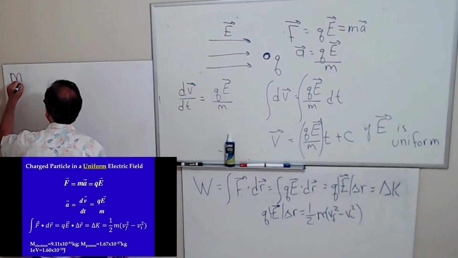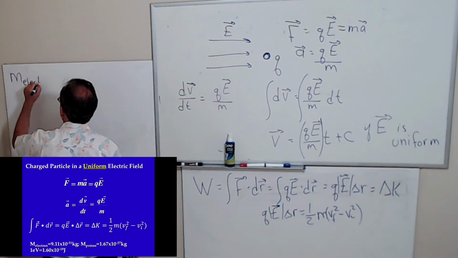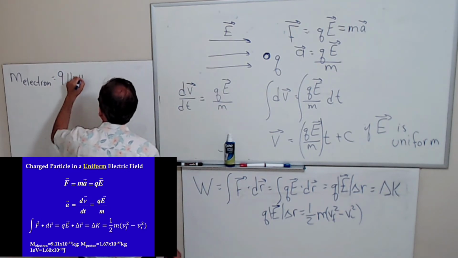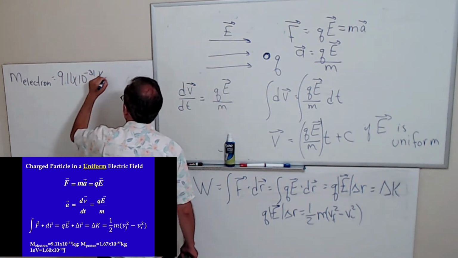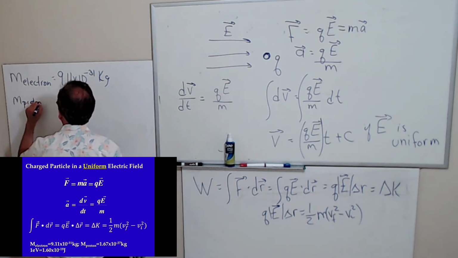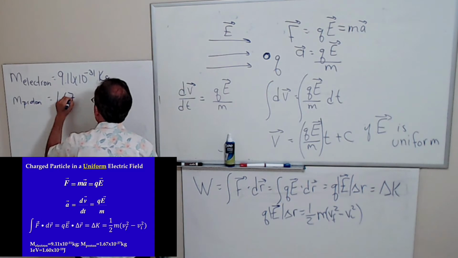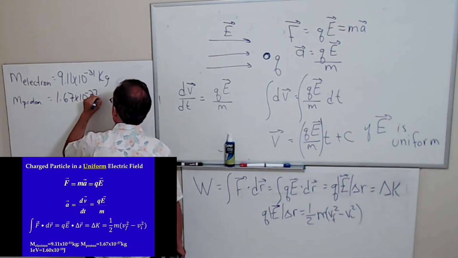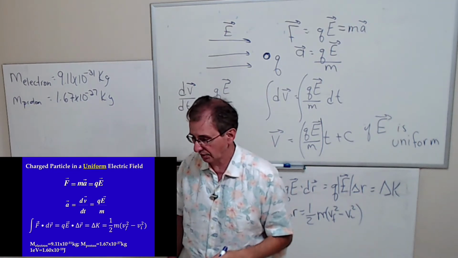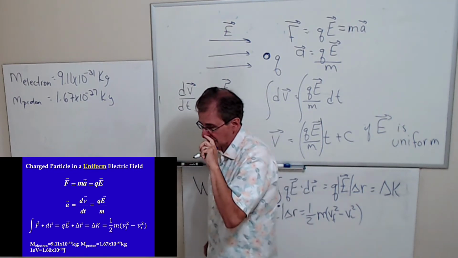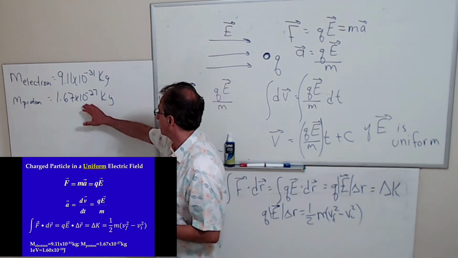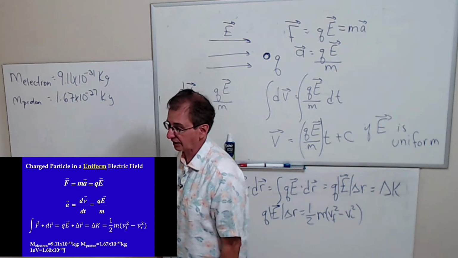Let me write down the mass of the electron and the mass of the proton. The mass of the electron is 9.11 times 10 to the minus 31 kilograms. The mass of the proton is 1.67 times 10 to the minus 27 kilograms. So the proton is about 2,000 times as heavy as the electron.